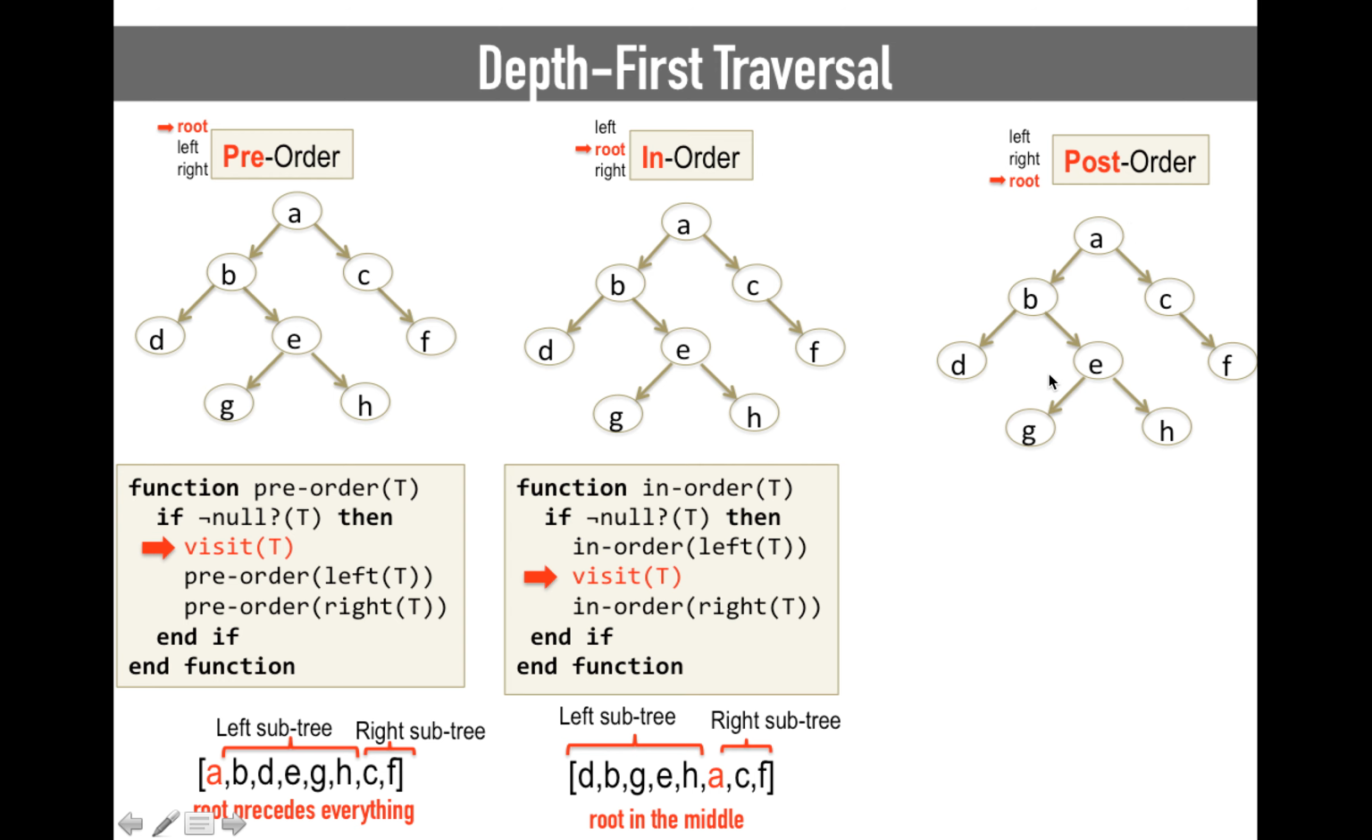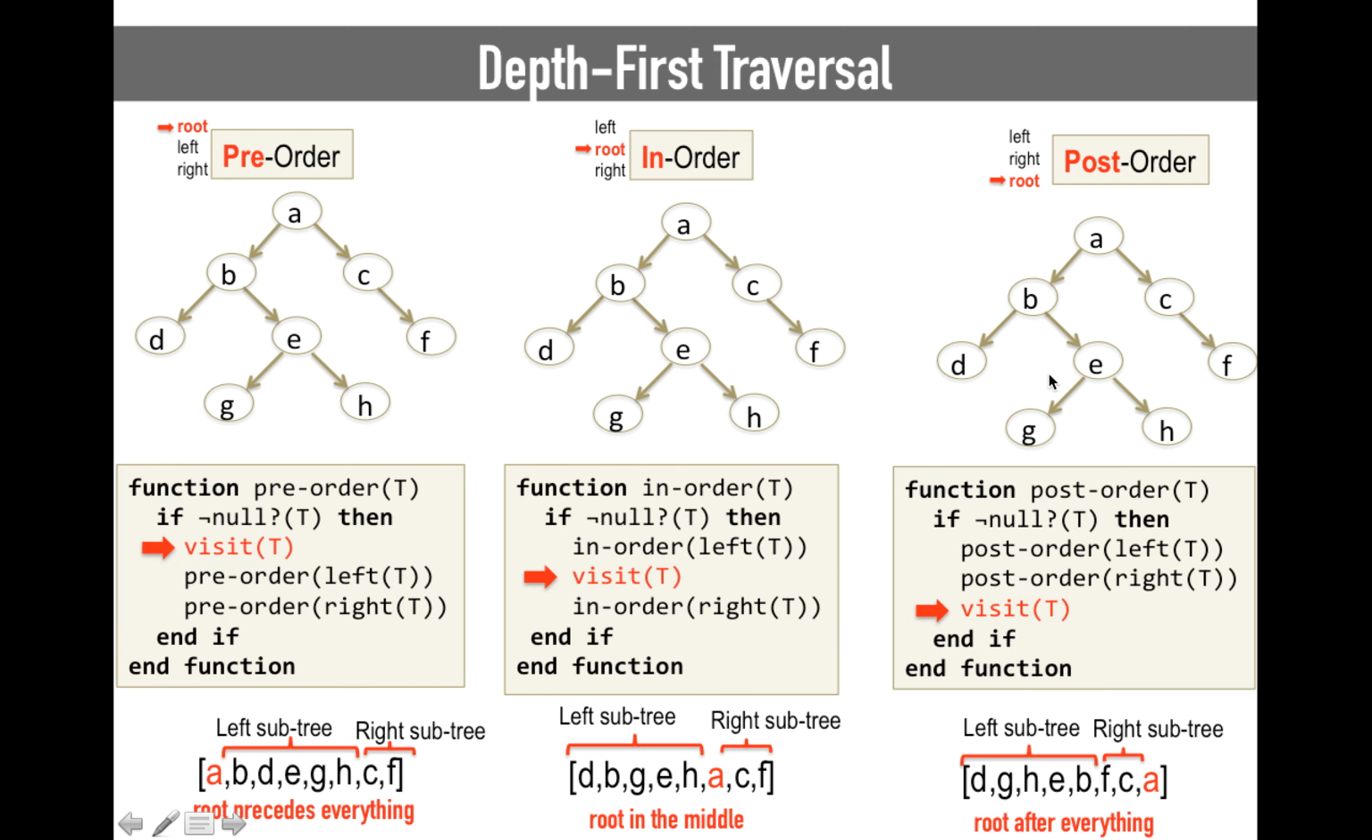And in post-order, you will see exactly the same pattern. Root goes at the end. And then you can see that the left subtree nodes are at the beginning, then followed by the right subtree nodes, and then you have the root. And here again you can see that the root of the subtree node goes at the end, the root of the left subtree node goes at the end.